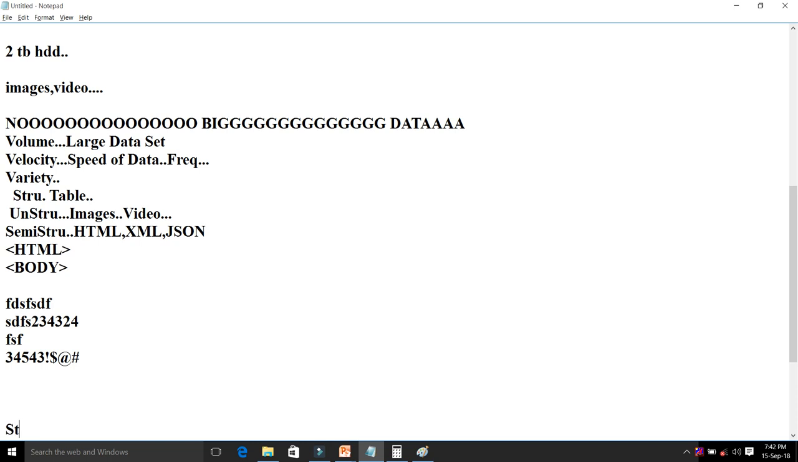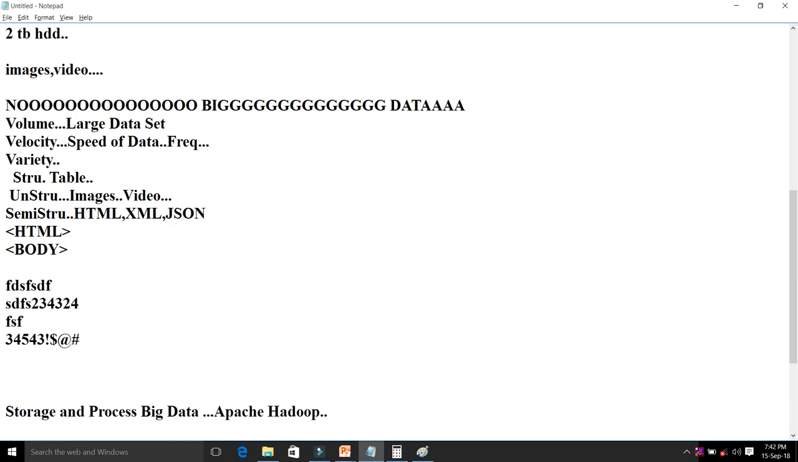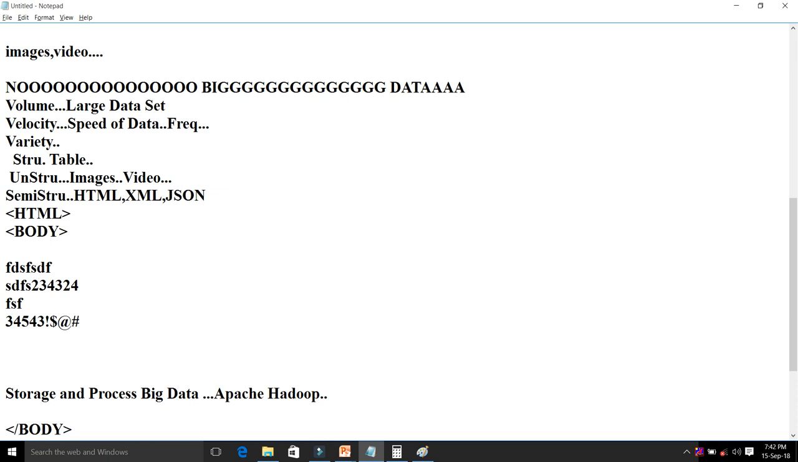for storage and to process the big data, we have Apache Hadoop. We have Apache Hadoop which helps us to store the data and process the data. Now we will take one introduction session of Apache Hadoop.